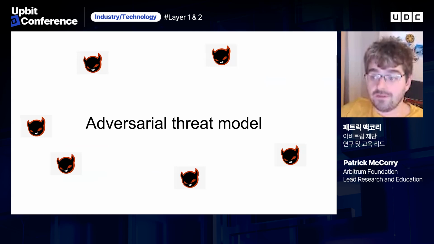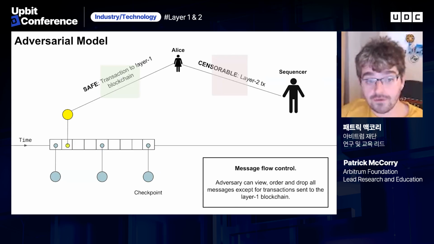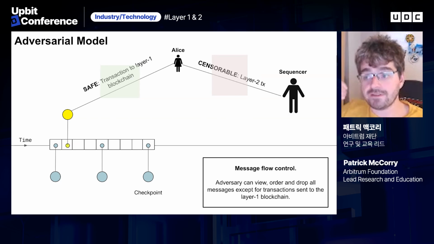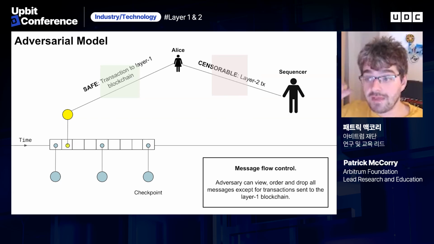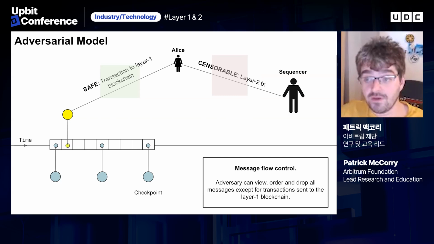So what's the adversarial threat model? What does it mean to be secure? What does it mean to defend against an adversary? What we assume is that the user can always send a message to the bridge. And we assume the adversary can corrupt every single party on the off-chain system. So we assume this entire off-chain system is corrupted. Any message sent on the off-chain system can be viewed, reordered, or dropped by the adversary. The entire system could be offline.